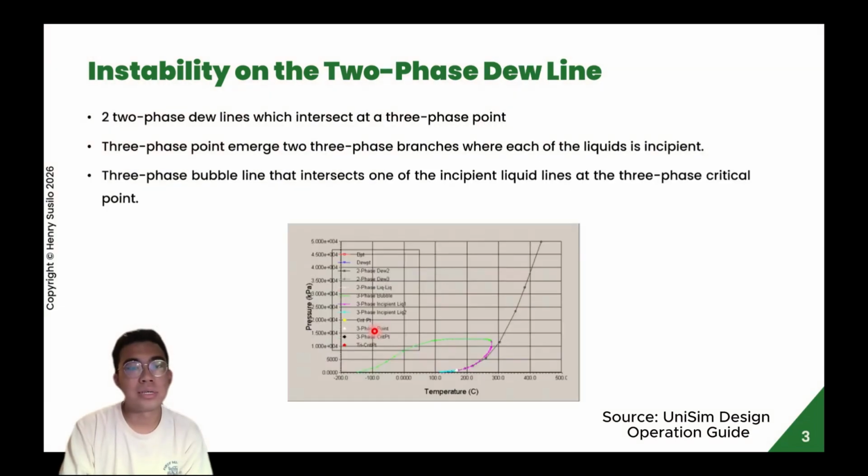The next one is instability on the two-phase dew line. If the previous one was the bubble, now it is the dew, so you could see that the branches are located not at the bubble side, but at the dew side. And the branches are quite the same as the previous one. There are three branches, and the three-phase bubble line intersects one of the incipient liquid lines at the three-phase critical point, which is shown in this white point. Another special thing for this scenario is that the three-phase bubble line, shown in this green line, intersects with one of the incipient liquid lines. So this is the critical three-phase point.